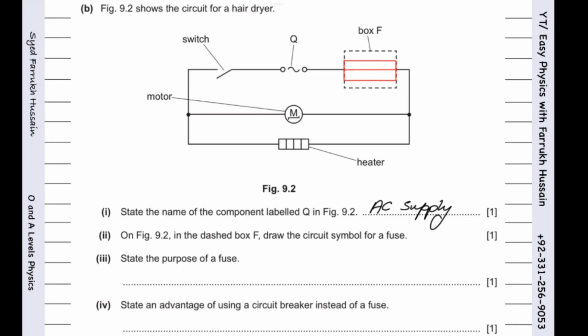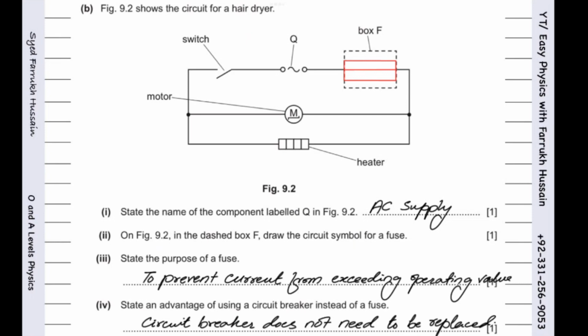It's to provide safety, in case the current exceeds the operating current value, right? Okay. And state an advantage of using a circuit breaker instead of a fuse. Every time there's more current, the fuse melts and you have to change the fuse, but in a circuit breaker you don't need to change it. Very good. Circuit breakers need not be replaced.